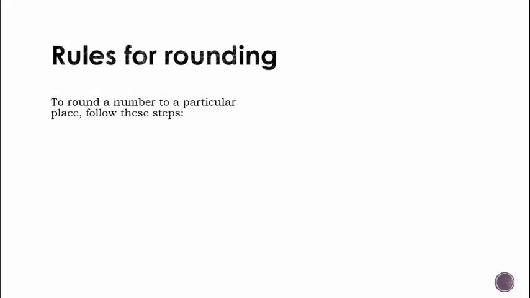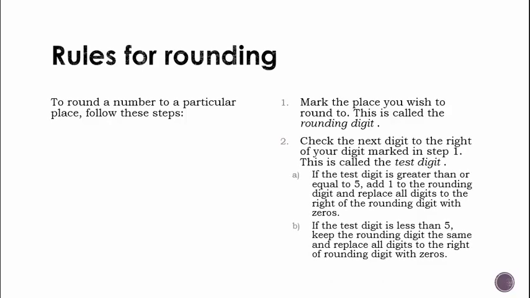Alright? Rules for rounding. To round a number to a particular place, follow these steps. 1. Mark the place you wish to round. 2. This is called the rounding digit. Now check the next digit to the right of your digit marked in step 1. This is called your test digit. If it's greater than or equal to 5, we're going to take your rounding digit and add 1, and then forget about everything else. If it's less than 5, we're going to leave your rounding digit the same, and leave everything else.